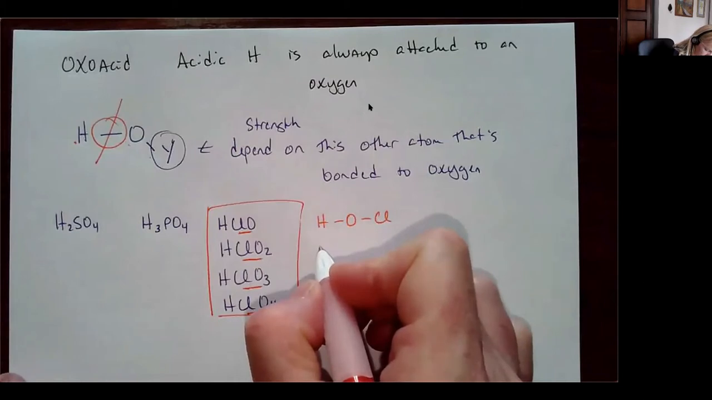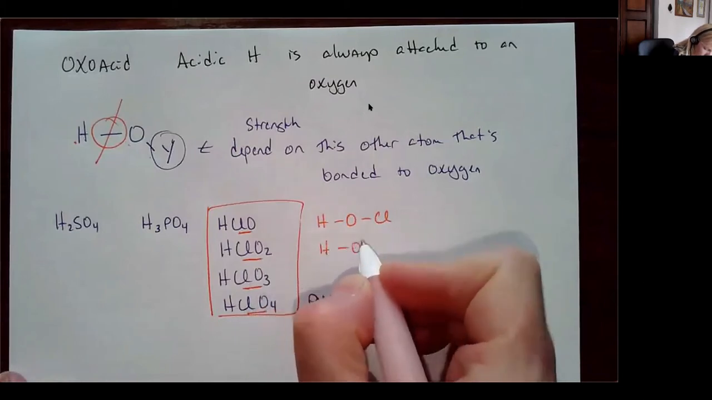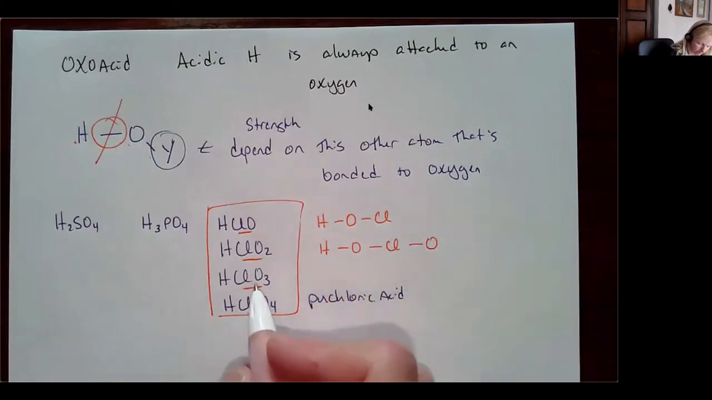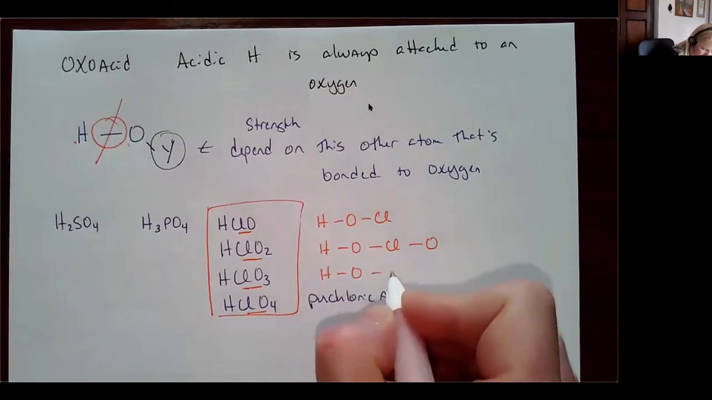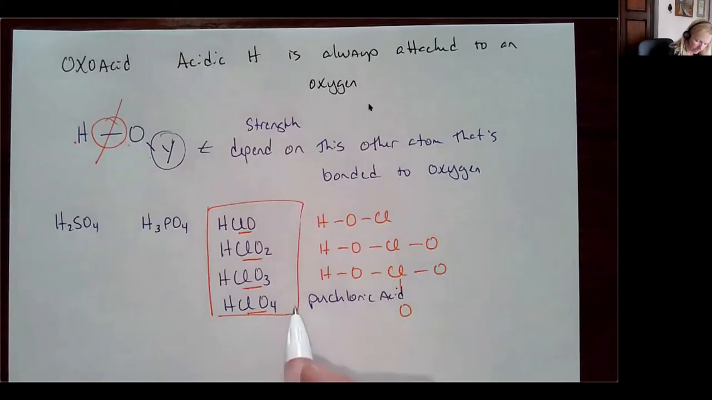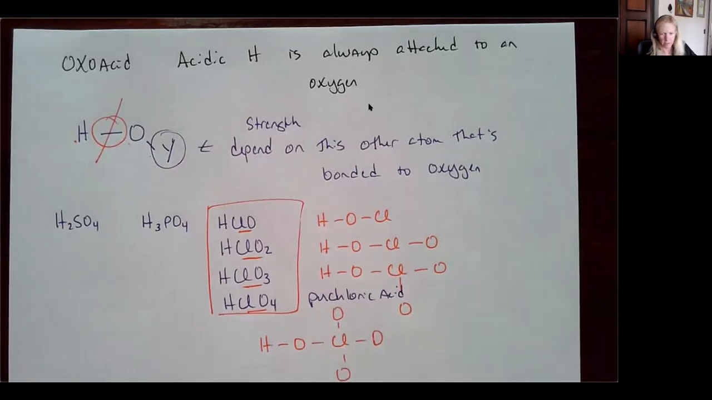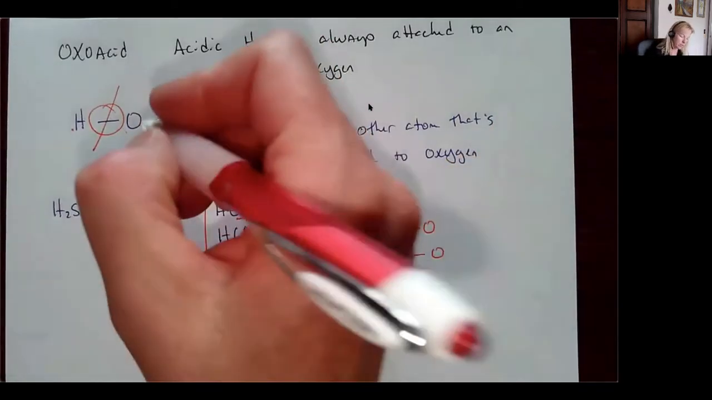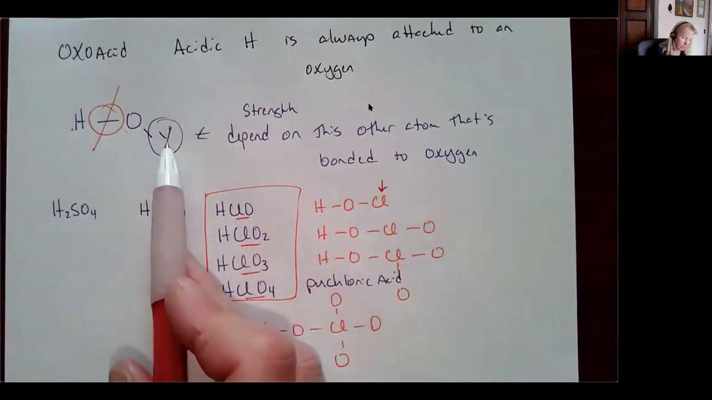HClO2: now I have hydrogen bound to oxygen still, bound to chlorine, which is also bound to another oxygen. HClO3: hydrogen bound to oxygen, bound to chlorine, which is bound to another oxygen and a third oxygen. And HClO4 would look like this: hydrogen bound to oxygen, bound to chlorine, which also has three other oxygens bound to it. And so in an oxoacid, you're always looking at the hydrogen that's attached to an oxygen. We're going to consider what this other atom is that's one removed. So in this case it's chlorine, in this case it's going to be phosphorus, in this case it's going to be sulfur.